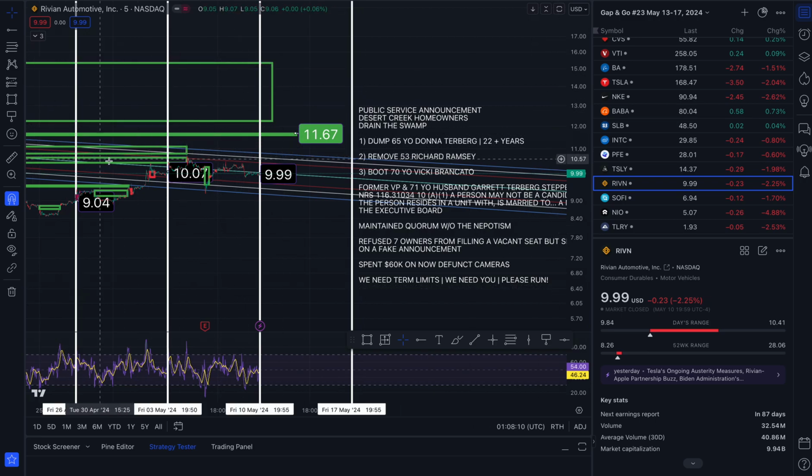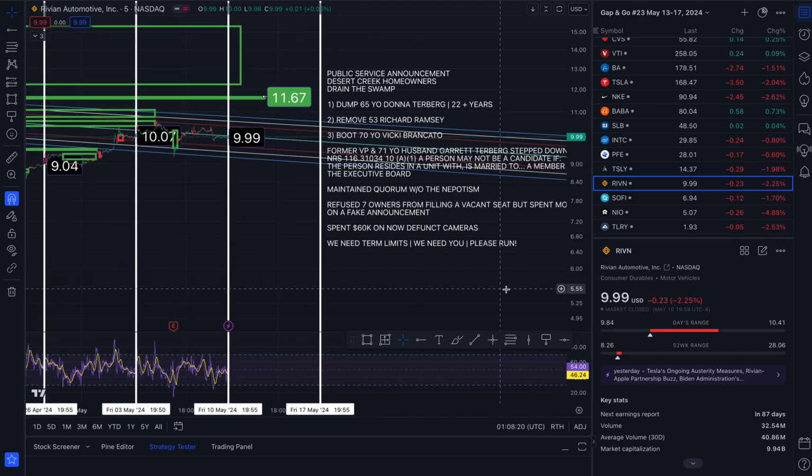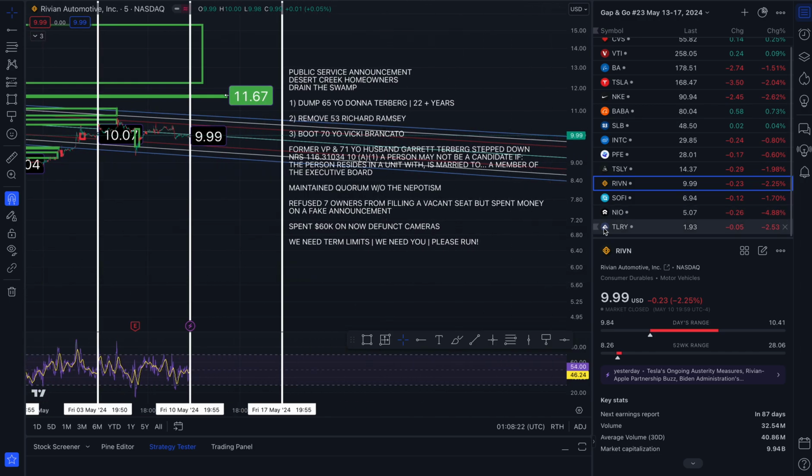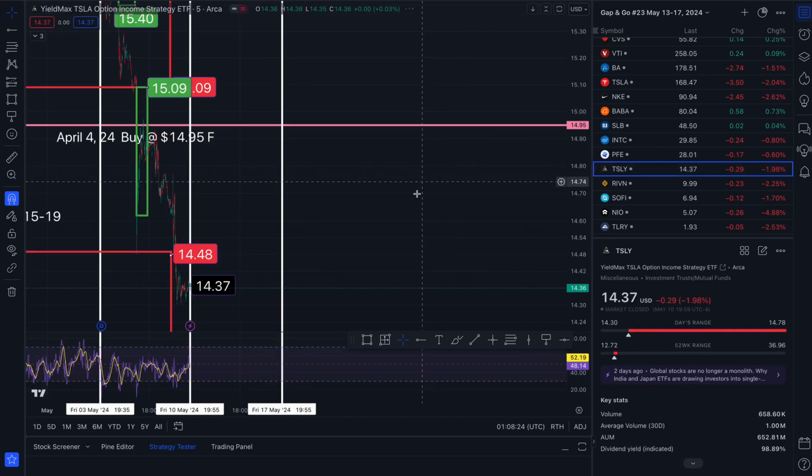We are still going down on the 5-minute time frame. So this is not in our channel, not in the zone, not even close. Just something to be aware of. The next one, TSLY. We're having a meltdown here.